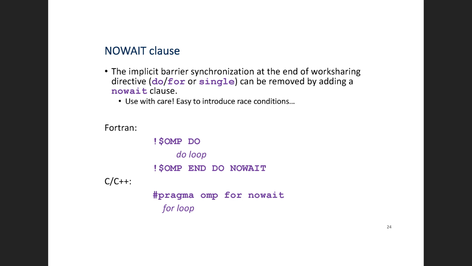So for example, for the loop directives, in Fortran the nowait goes on the end do. In C, there is no end, so it just goes at the end of the for directive. This nowait clause suppresses the implicit barrier at the end of the loop. That means whenever a thread has finished executing its subset of loop iterations, it doesn't wait for the other threads. It just carries on executing whatever else there is in the parallel region.